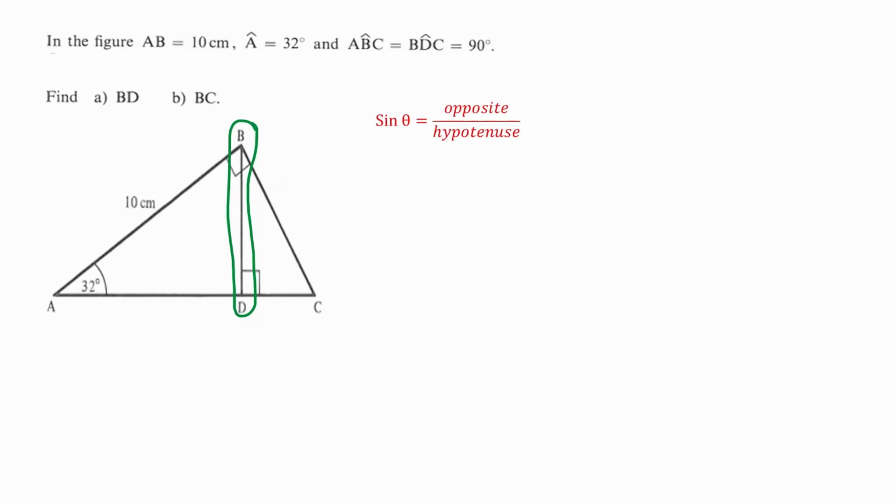We can substitute that: sine 32 is equal to BD over AB. Now you can find it in the calculator: sine 32 is equal to 0.52. After that you substitute in the equation and we find the answer as 5.2 centimeter, that is BD.